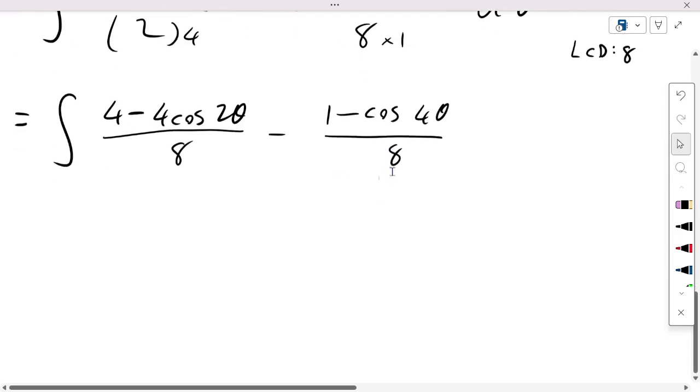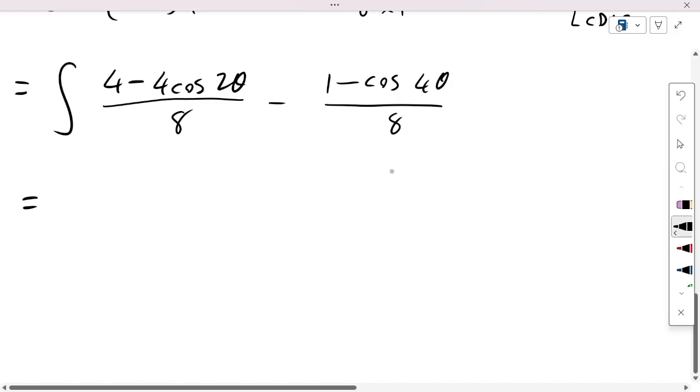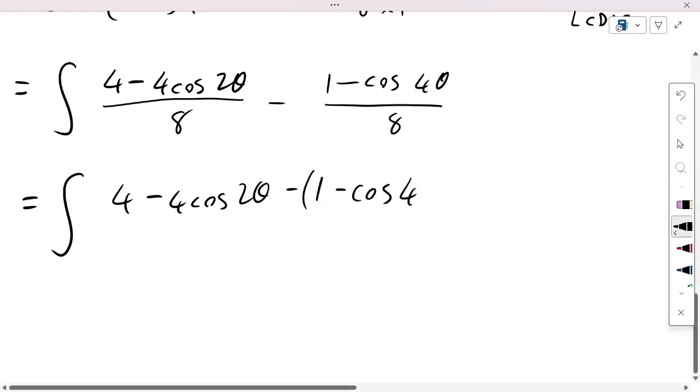And now we notice that the denominators are the same, so we can now write it as a singular fraction. This is the integral of, and we're going to have 4 minus 4 cosine 2 theta divided by 1, minus, and then we're just going to put a bracket over here, like so, 1 minus cosine 4 theta, okay? Because remember, now we have to put this bracket here because this minus is affecting the entire fraction, and this is all divided by 8, which we can also write as 1 over 8.